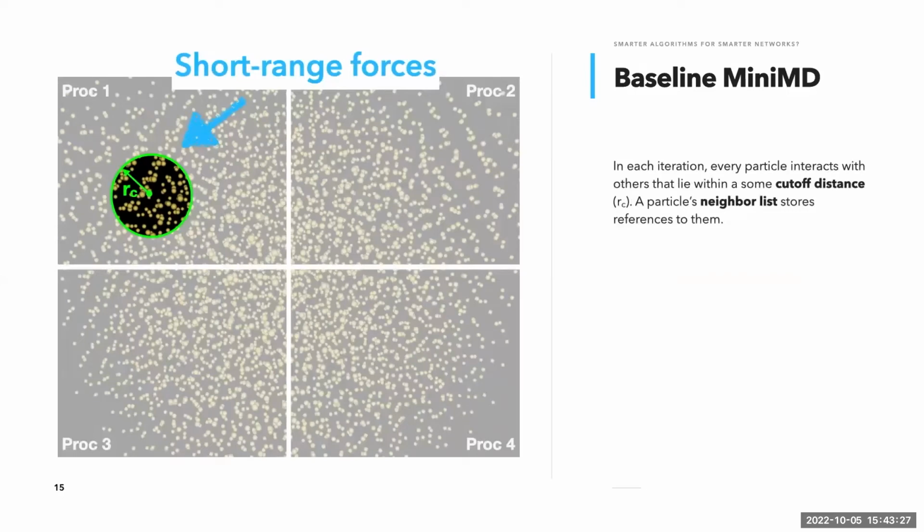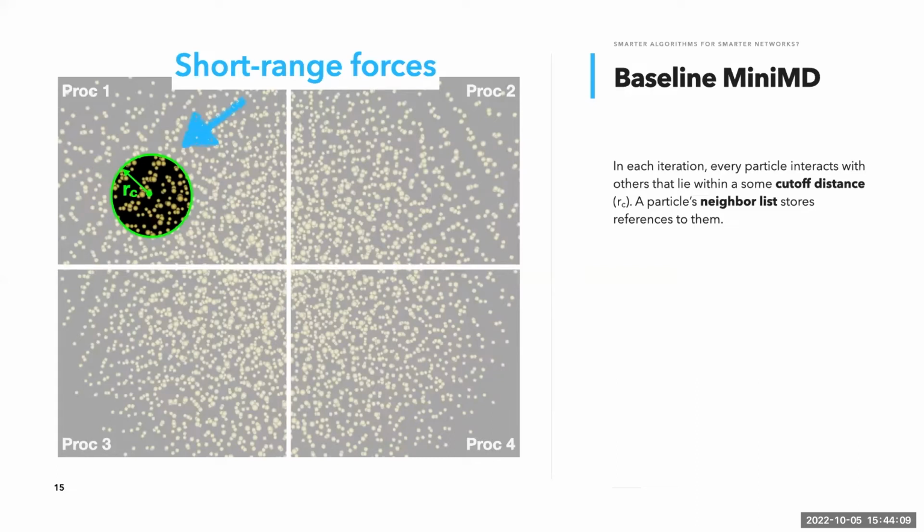MiniMD only considers short-range forces. That means each particle interacts only with other particles that are geometrically close. For instance, consider a particle at the center of the highlighted circle. This particle interacts with other particles within the circle with radius RC, which is the cutoff distance. To keep track of all the particles in the enclosing circle, the code stores a neighbor list for each particle.